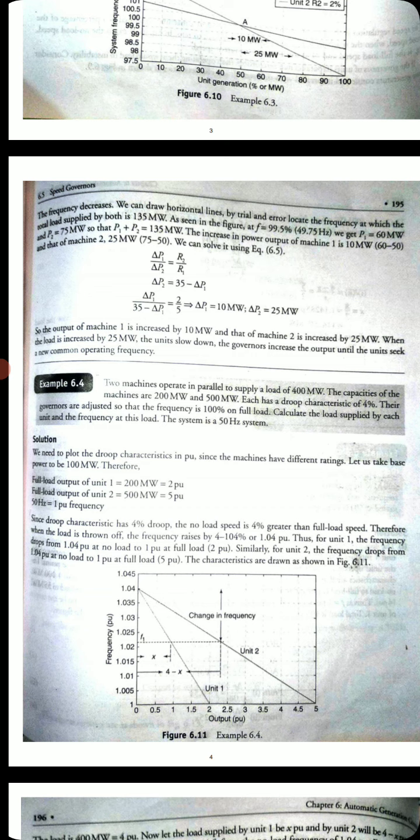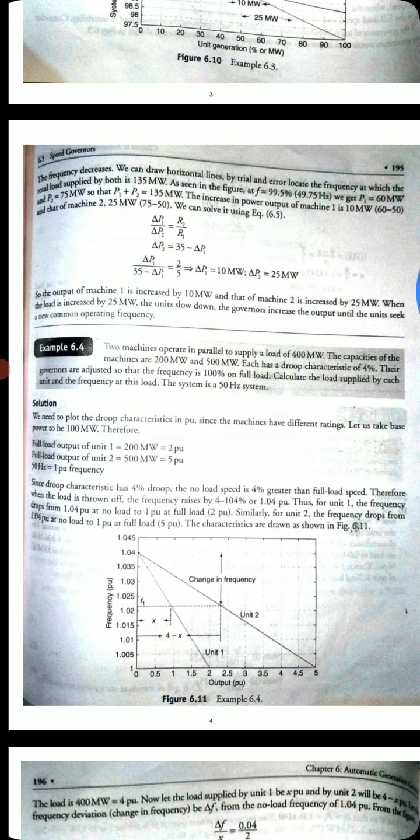Here is an important problem. Two machines operate in parallel to supply a load of 400 megawatt. The capacities of the machines are 200 megawatt and 500 megawatt respectively. Each has a droop characteristic of 4%. Their governors are adjusted so that frequency is 100% on full load. Calculate the load supplied by each unit and the frequency at this load. The system has 50 hertz frequency.